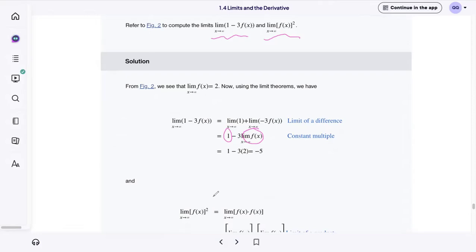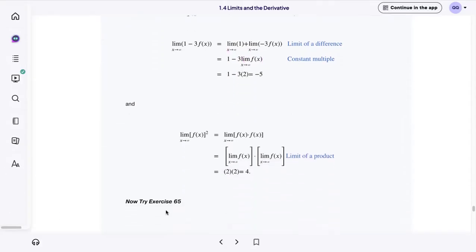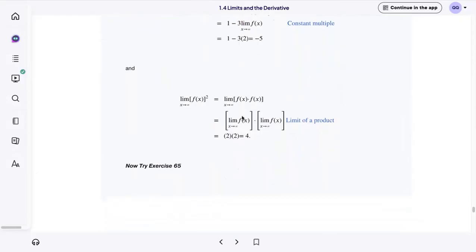And when we do the limit of f squared, it is the limit of f times itself, twice. And we can split it as the limit of f times the limit of f. Well, each limit is 2, so 2 times 2, which is 4.